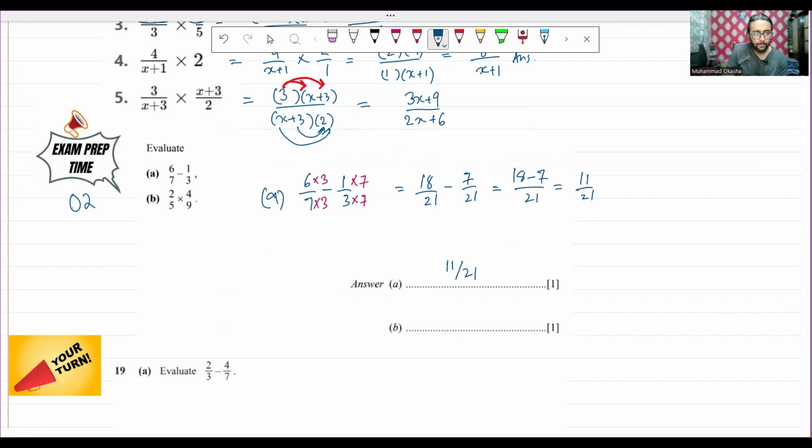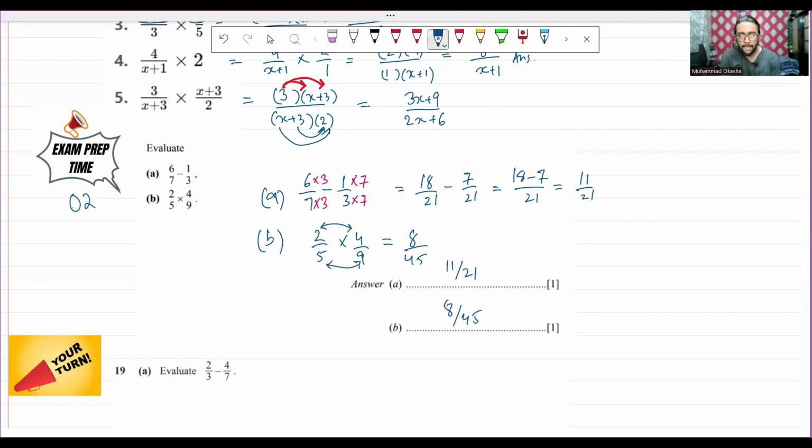Part B is the simplest in the world. 2 divided by 5 times 4 divided by 9. Top times top, bottom times bottom. 2 times 4 would be 8, and 5 times 9 is 45. So 8 divided by 45 is my answer.